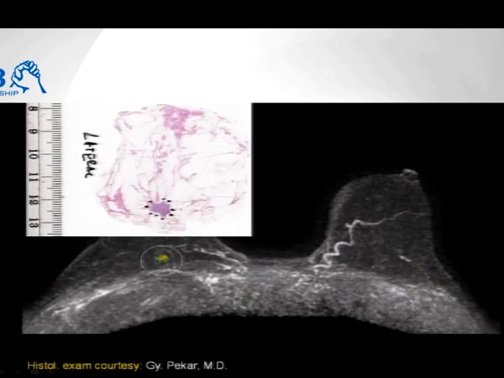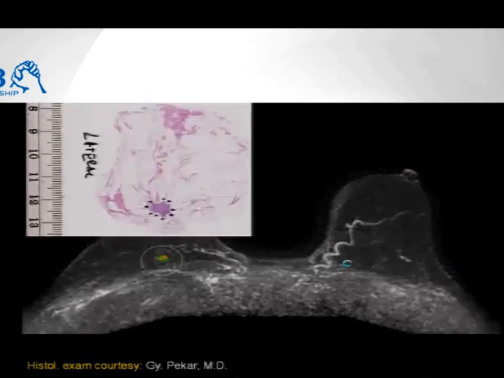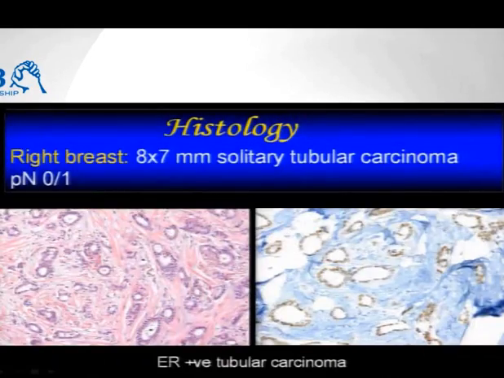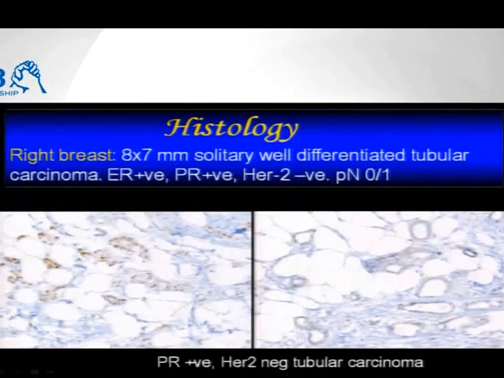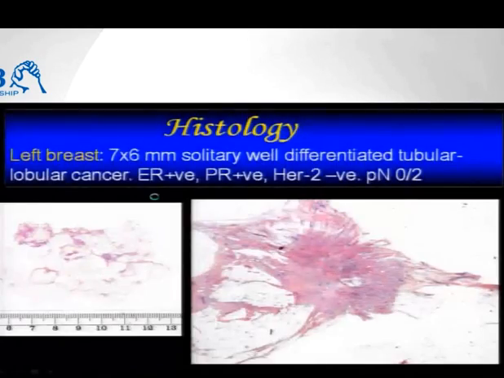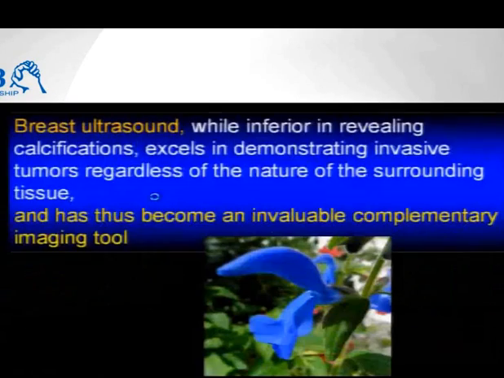In this case, one of them is a real baby cancer in the right breast. Tubular carcinoma, node negative, of course, 8 by 7 millimeter, ER/PR positive, HER2 negative, and so on and so on. And then, of course, an even smaller cancer in the medial half of the other breast.